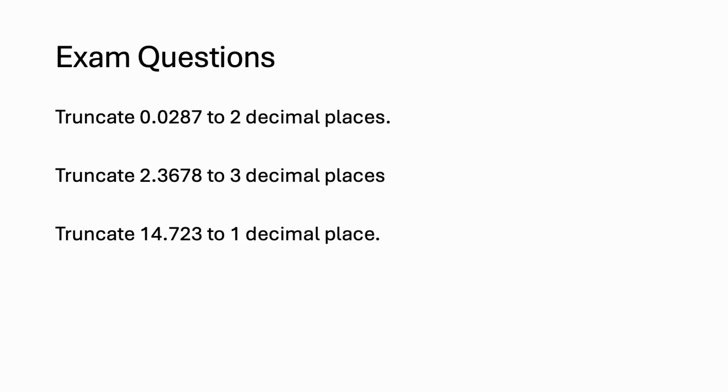So let's look at this one here. Truncate 0.0287 to 2 decimal places. So this 2 is the second decimal place. When we truncate, we cut off, so we don't care about the numbers to the right of it. So we get an answer of 0.02.